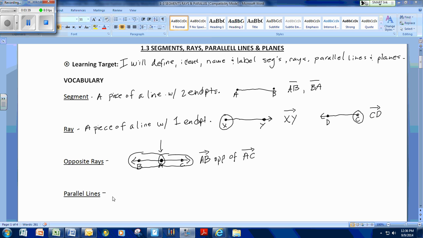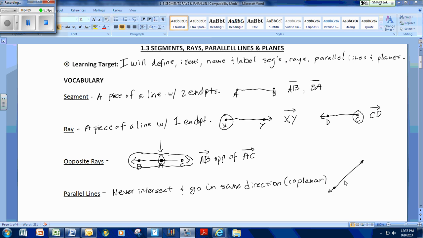Okay, next we have parallel lines. Parallel lines never intersect and they go in the same direction. Okay, which means they are coplanar, which means they are on the same plane.